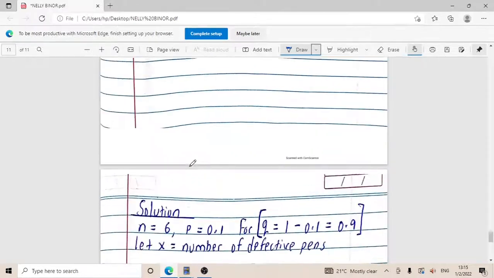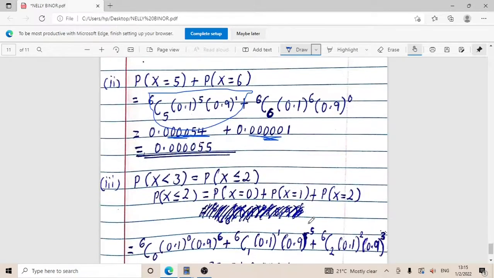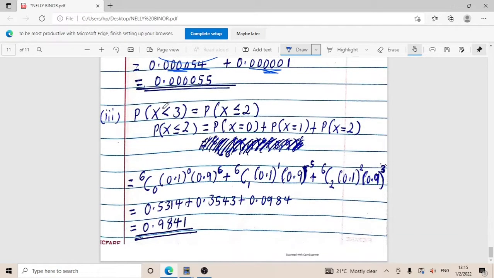And then with the last one, less than 3 defective pens, it's going to be the probability x less than 3, which is the same as the probability x less than or equal to 2. So it's going to be 0 plus 1 plus 2. So you just apply the formula to this and this and this, and then you'll be good to go. You get your answers from the calculator like how I showed you the simple way, and then you'll get your answer as this.